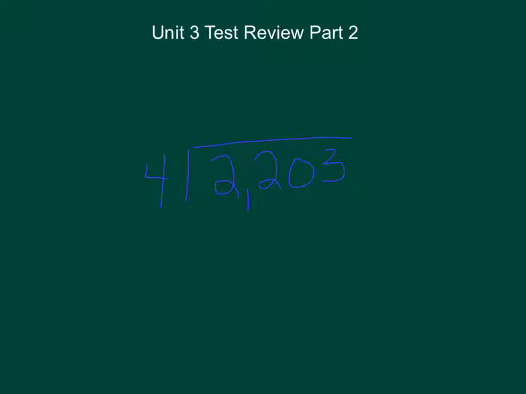This is number 14. Let me put a little circle around it so I know it's not part of my problem. We've got a dividend of 2,203 and a divisor of 4, so I need to figure out how many groups of 4 I can get out of this big old number.